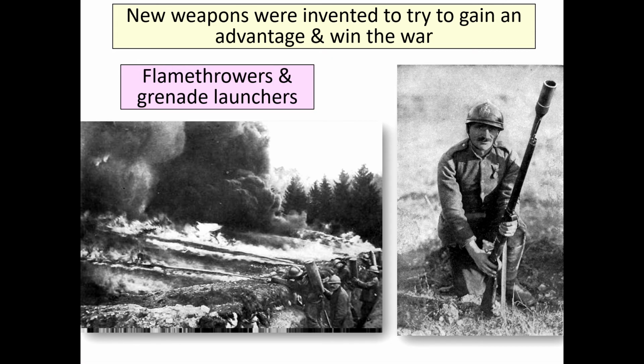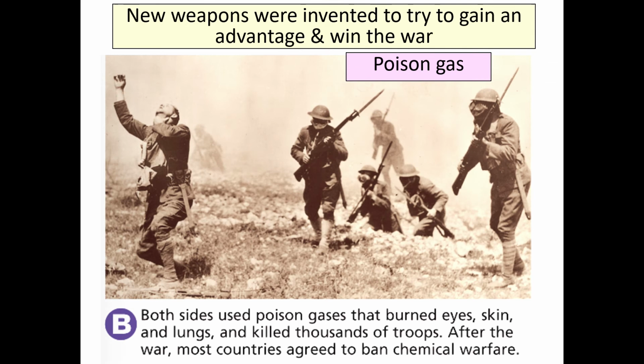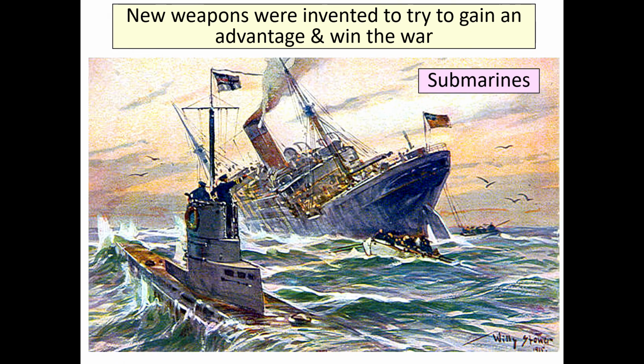Flamethrowers and grenade launchers, same thing. Poison gas. Both sides used poison gases that burned the eyes, the skin, and the lungs and killed thousands of troops. After World War I, most countries agreed to ban chemical warfare. And in fact, even Hitler never used gas on the battlefield. Submarines. They were another way to try to gain an advantage and win the war.